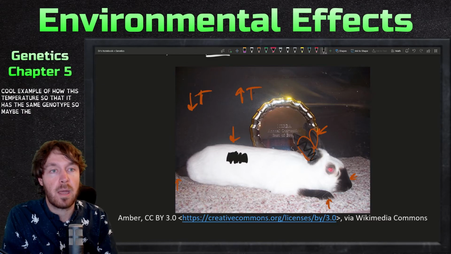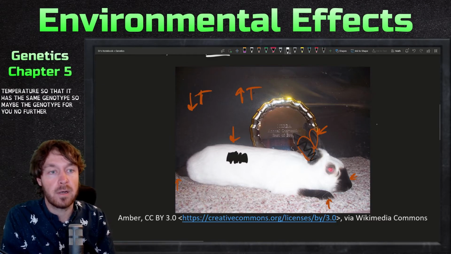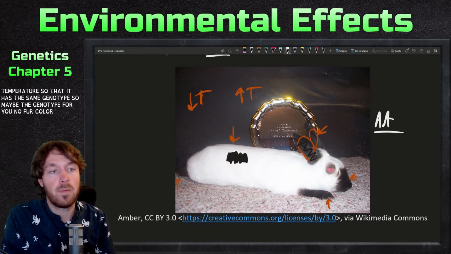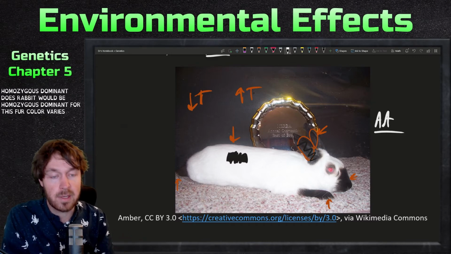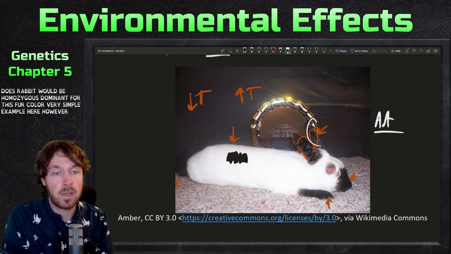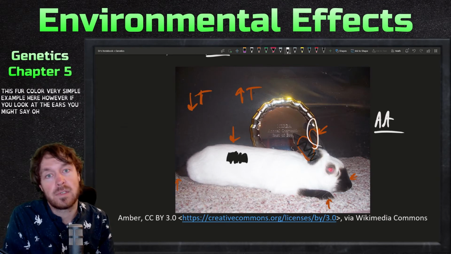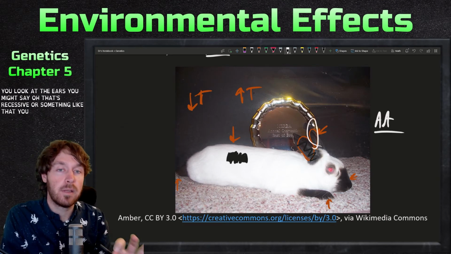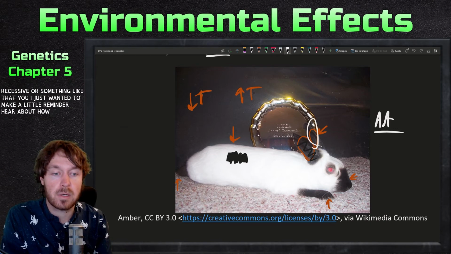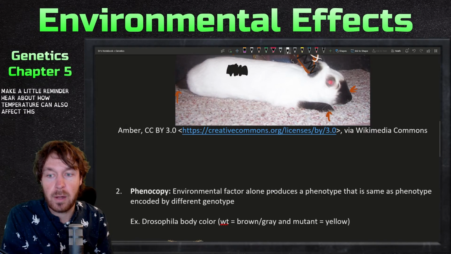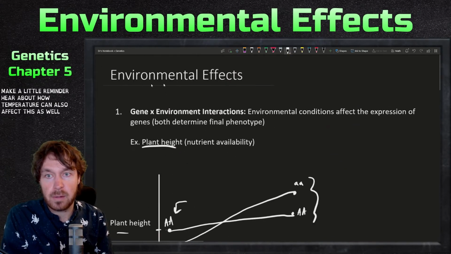So maybe the genotype for fur color is homozygous dominant. This rabbit would be homozygous dominant for this fur color. Very simple example here. However, if you look at the ears, you might say, oh, that's recessive or something like that. So a little different. Just wanted to make a little reminder here about how temperature can also affect this as well. Okay, so those are the environmental effects there.